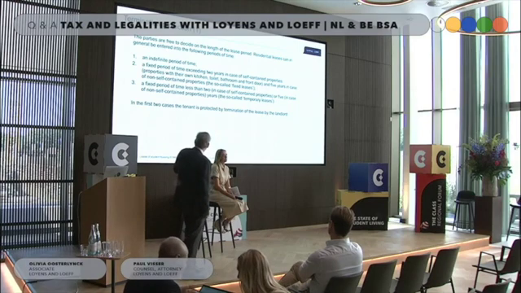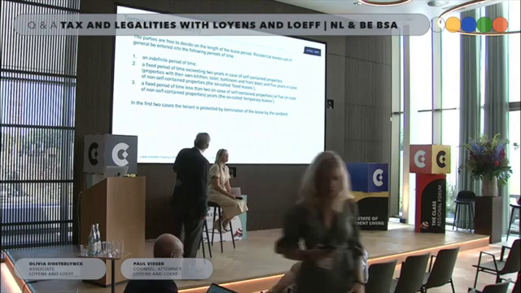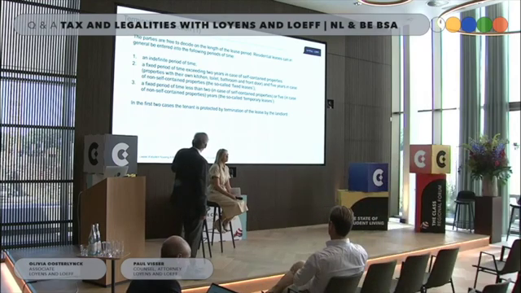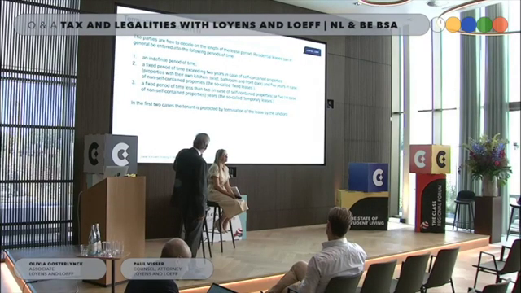There are in principle 3 different agreements that you can make on the term of the lease. You can lease out for an indefinite period of time, a fixed period of time exceeding 2 years in case of self-contained properties and 5 years in case of non-self-contained properties. Self-contained properties are properties with all their own facilities, like a kitchen, toilet, bathroom and front door.